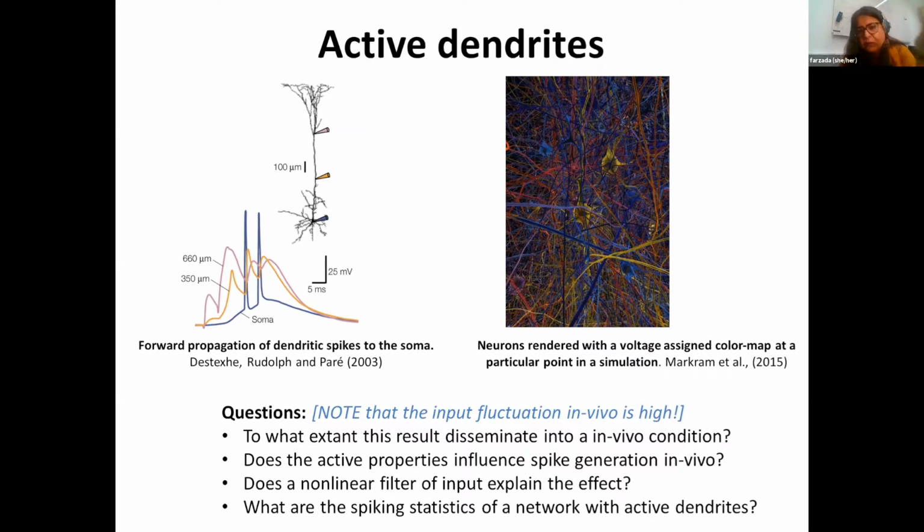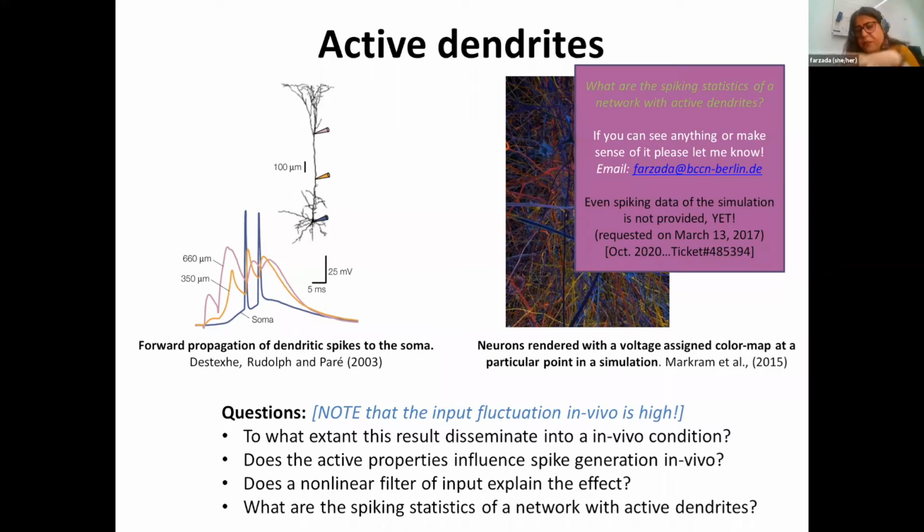And by looking at the simulations that they have, you really don't understand deeply what's going on. So this question remained unanswered. From the figures that they have, we could not really answer our question: what is the spiking statistic of those networks? I wrote to them as well and asked for the data, to analyze them a little bit and see the difference between networks without dendritic active properties. So far I haven't received data from the published paper.